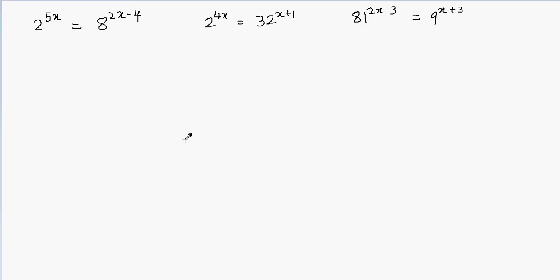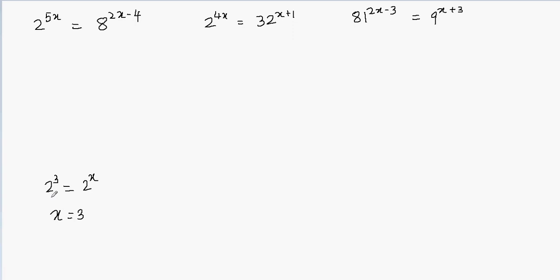It is called the one-to-one property, and it says that when you have the same bases on each side, the exponents are equal. So suppose I have an example, 2 cubed is equal to 2 to the power x. What value of x will make this equation true? Well, the only value which will make this equation true is x equals 3. If x is 3, then this equation will be true.